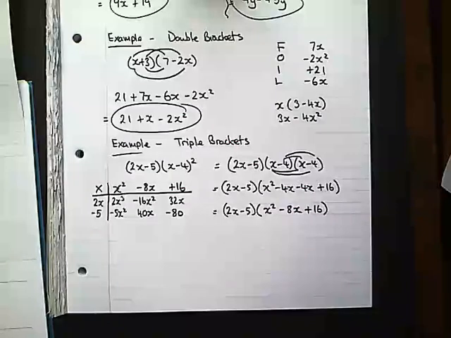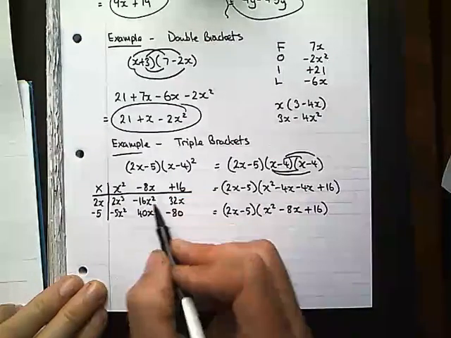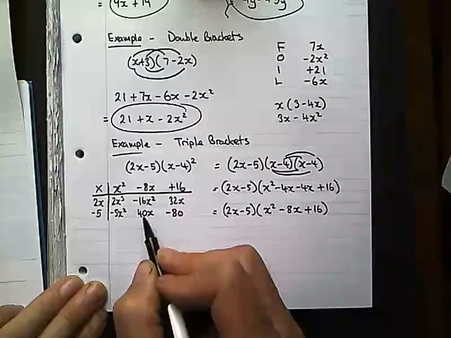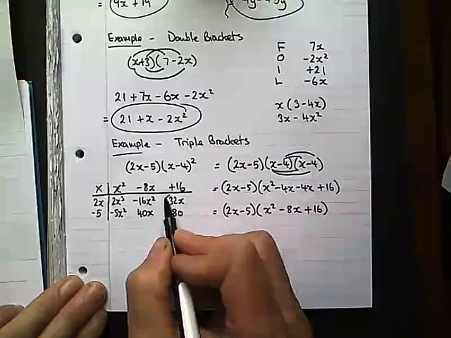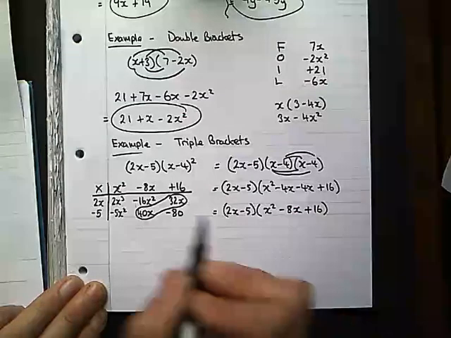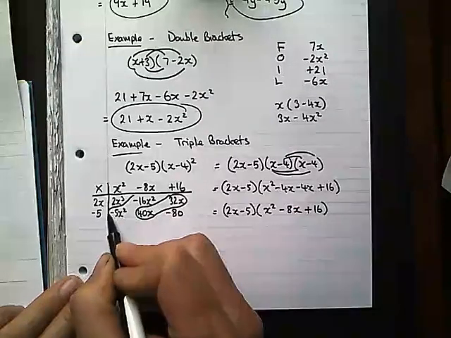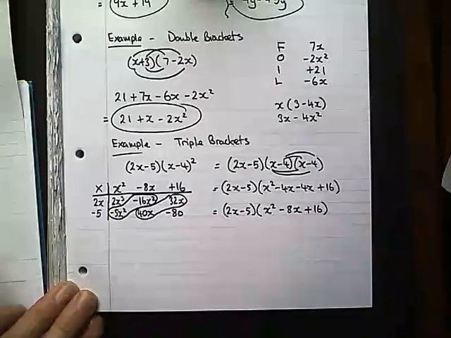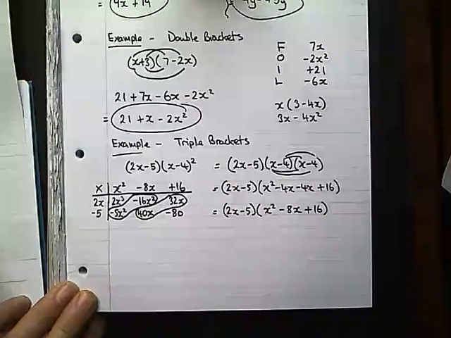And the nice thing about this grid method is these diagonals get me the same term. Okay, so I've got 40x and 32x. So I'm going to combine these to get my one term. Same with this. These are the x squareds. So I can combine this to get my x squared terms as well.